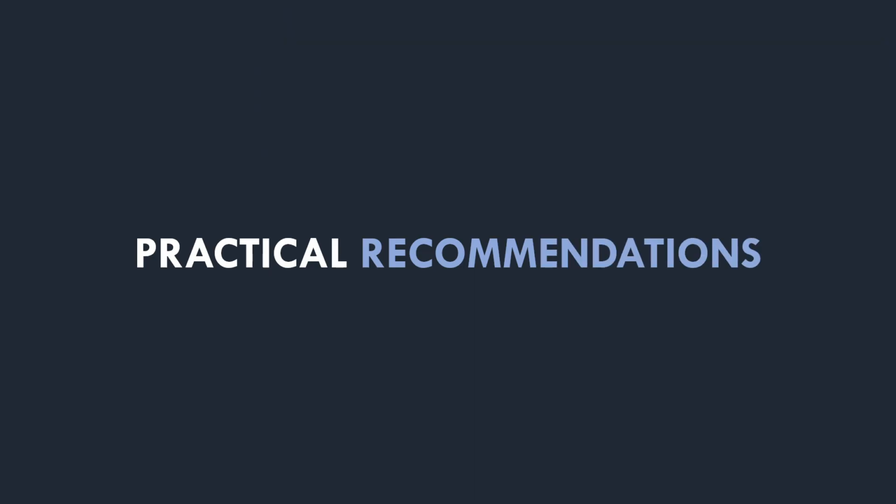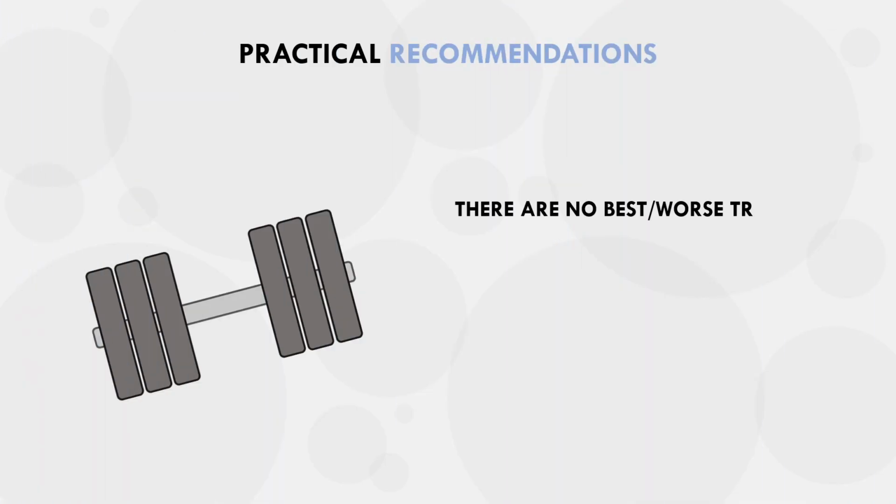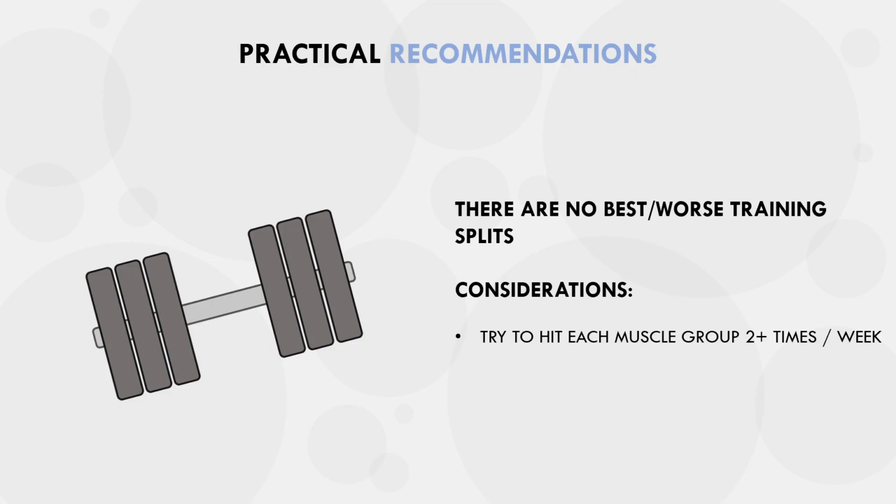There are no inherently best or worst training splits. The exact training split we implement will be determined by how training variables influence hypertrophy and also our practical constraints. We know that higher volumes will be beneficial for muscle growth, and distributing this volume across at least 2 sessions per week for each muscle group will also have a slight benefit. Furthermore, the training split must also fit within our practical constraints, such as how many days per week we have to train and which muscles we want to emphasize over others.